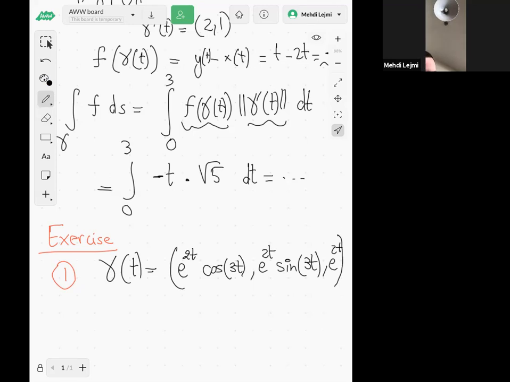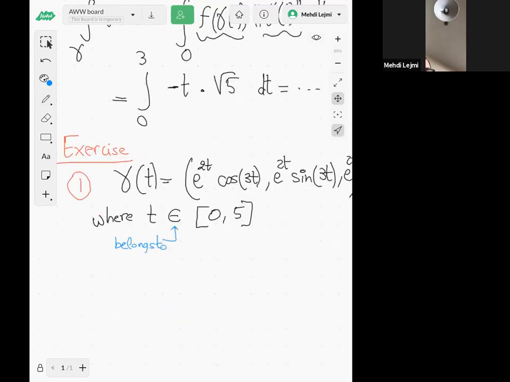Where the variable t belongs to the interval AB. Let's say t is between 0 and 5. Again, this is a symbol here, guys. This means belongs, right? So t belongs to the interval 0, 5.